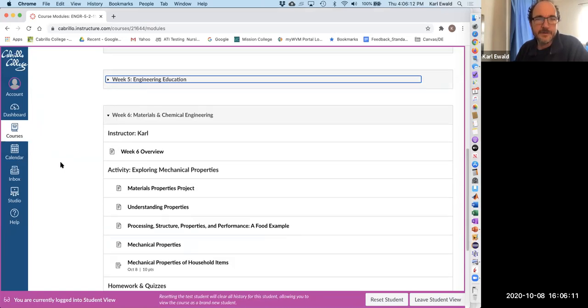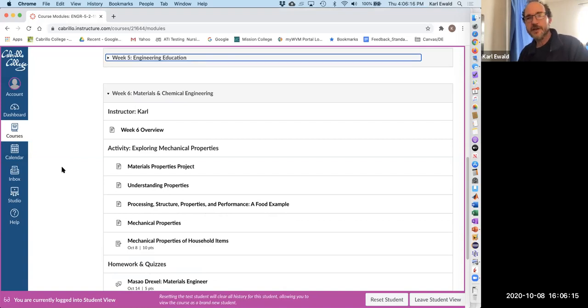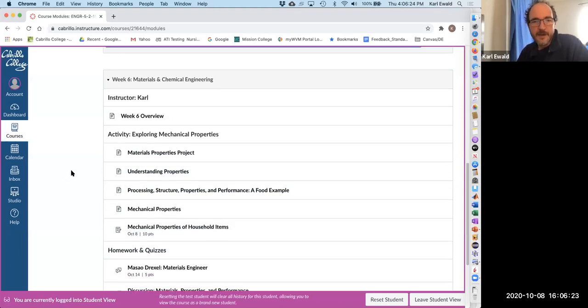And we're going to move on today and talk about materials engineering and chemical engineering. You can kind of follow through everything here. Most of the stuff that we're going to do today is kind of contained within this module. And so there's kind of supporting material, and we'll go through that together.